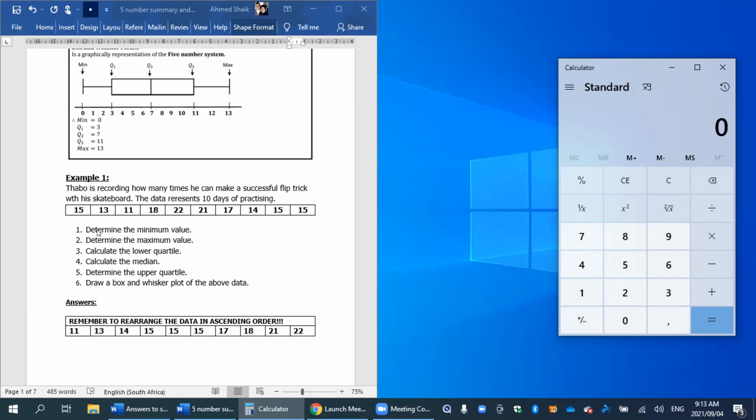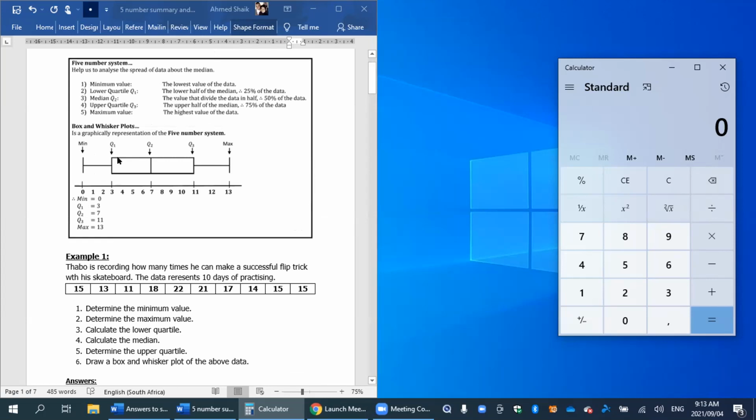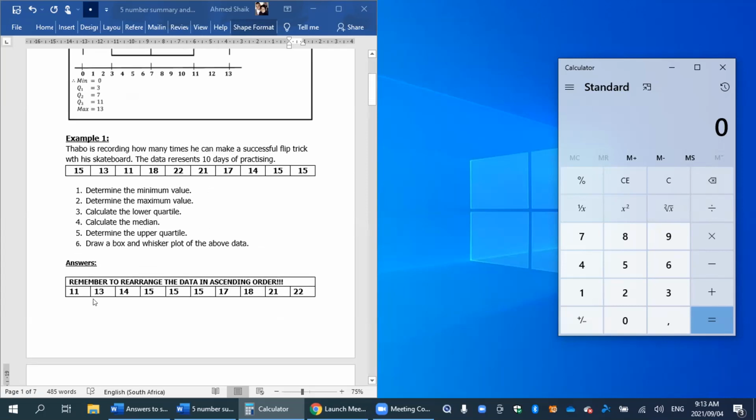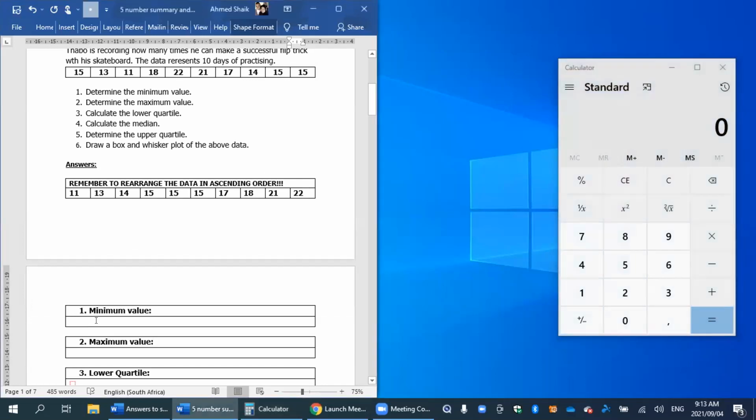So we're looking at number 1. It says, determine the minimum value. Okay, going back to our example, minimum value, the lowest value of the data set. So let's look at our data set after it is rearranged, and we can see the lowest value there is 11. Let's look at number 2, determine the maximum value. Remember, maximum value means the highest value in my data set. Let's look at our data set, and we can see that the highest value is 22.